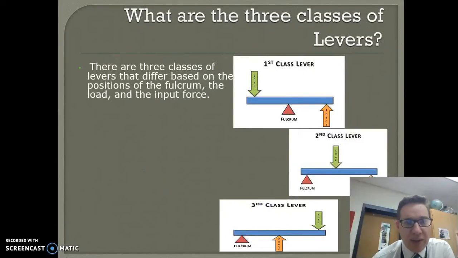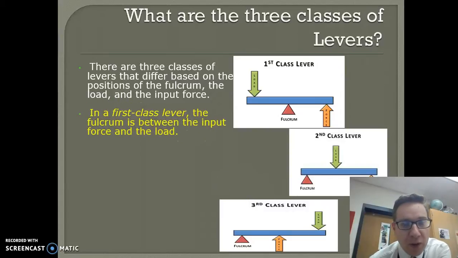These are the three classes of levers. There's first class, second class, and third class. And it all depends on where the fulcrum, the load, and the input force are. So for the first class levers right here, the fulcrum is in between the force and the load. So if the fulcrum is in the middle, it's a first class lever. You can think of this as a seesaw. That's a really simple one to use for that one.